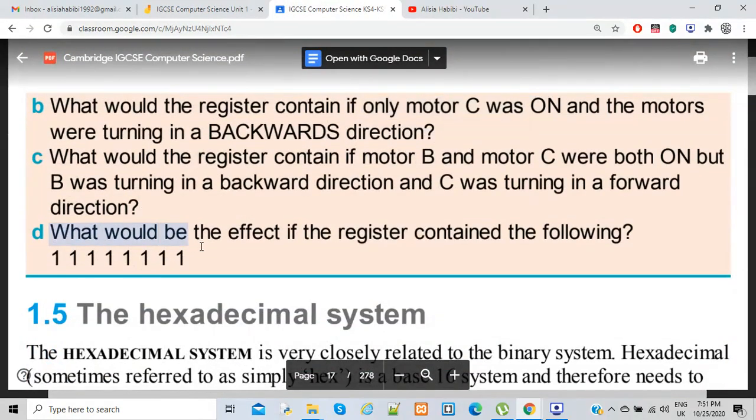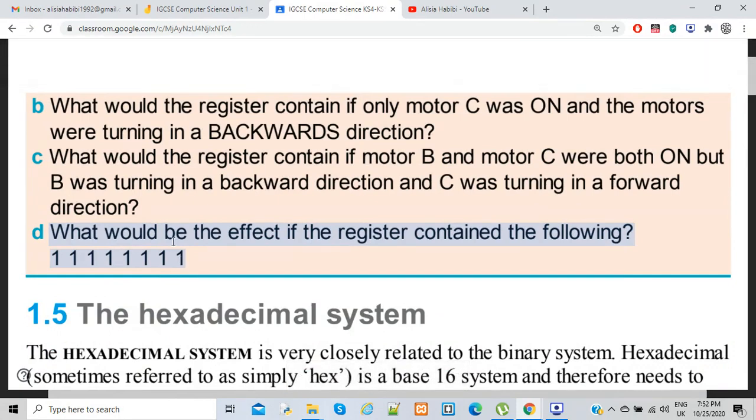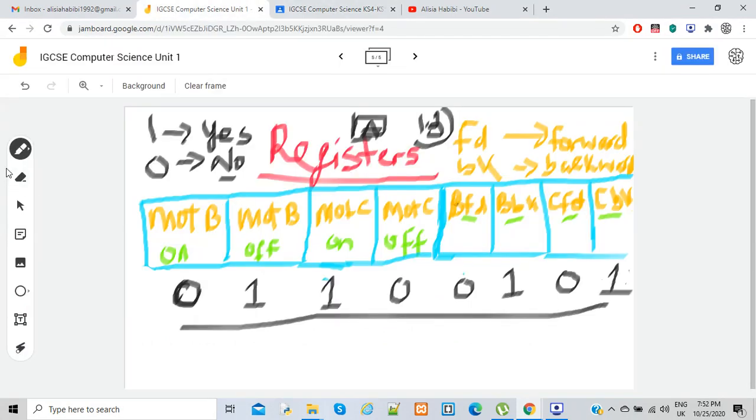So it says, what would be the effect if the register contained the following? Obviously, what would happen if the register had all of the instructions as yes, yes, yes, yes, yes, yes, yes, and yes. So what will happen is you're saying motor B on, motor C off, yes. Motor C on, yes. Motor C off, yes.